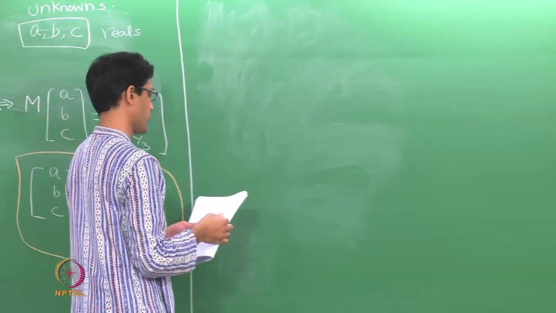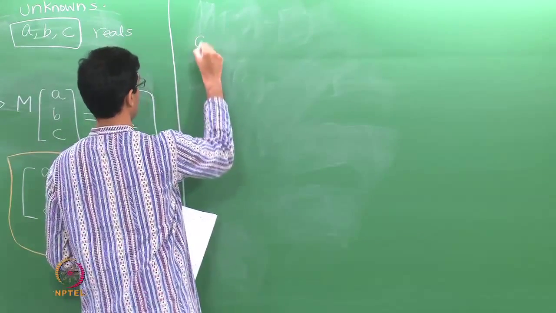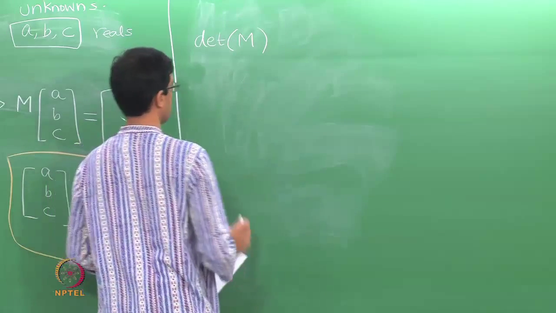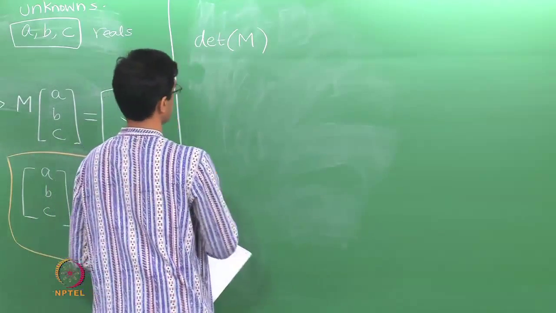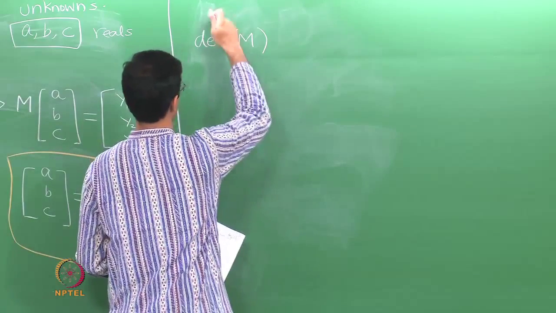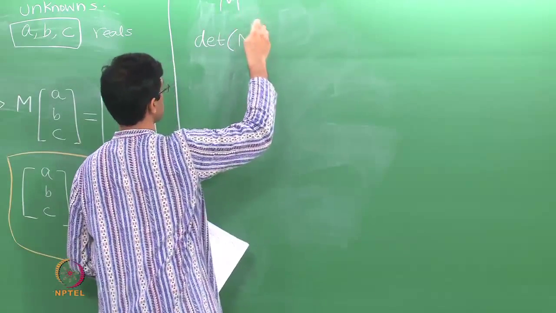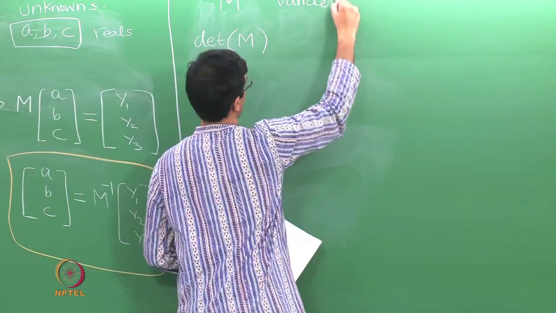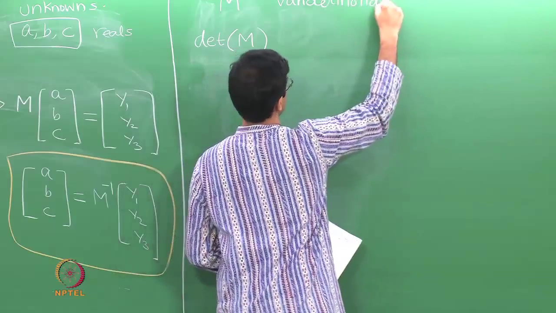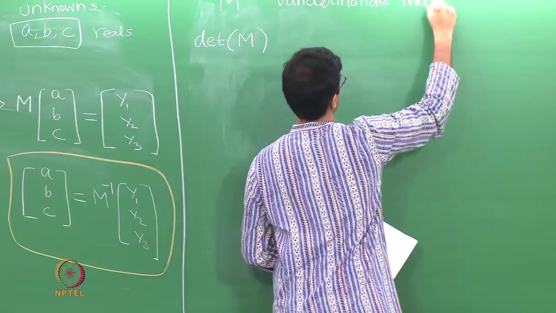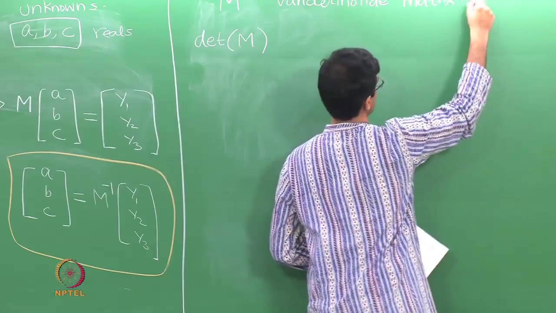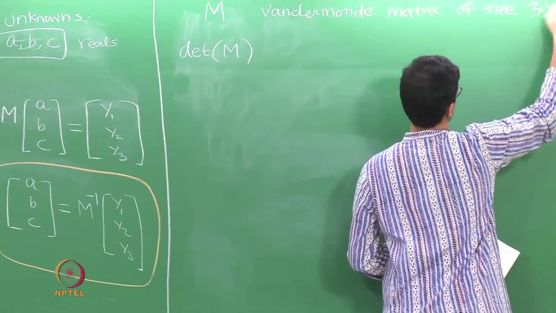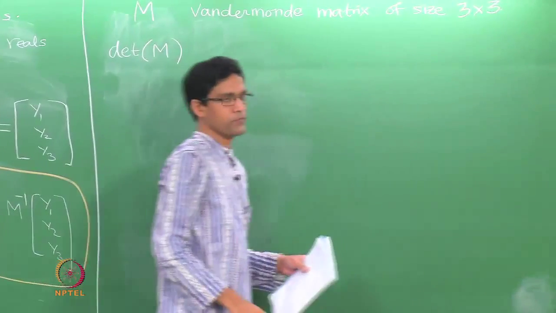So for a start, what we will need as before is the determinant of this matrix M. Now this particular matrix M, which has this very particular form, 1, x1, x1 squared and so on, has a name. It's a very special matrix. It's called the Vandermonde Matrix, of size 3 cross 3. There's a Vandermonde matrix of any size, n cross n.